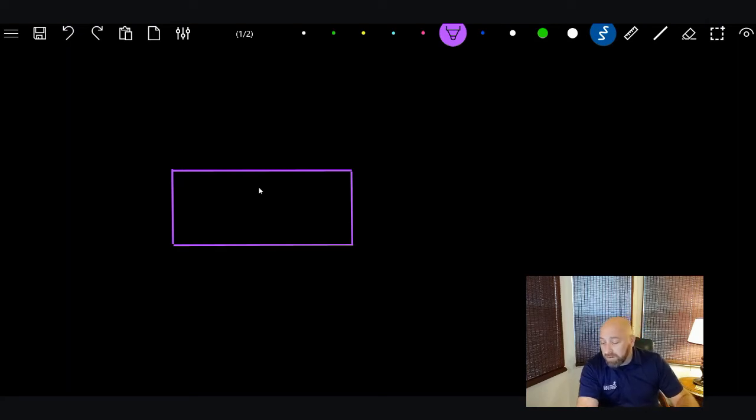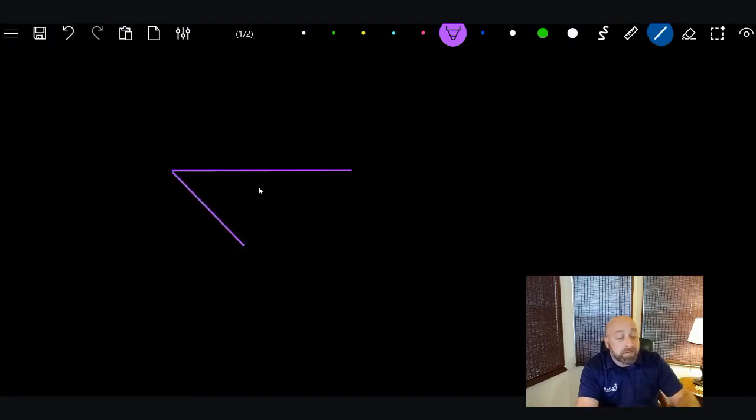That one's called a rectangle. The reason that's called a rectangle is because it had 4 right angles, but not all of them need to have 4 right angles. There are other types of parallelograms. Let's say that this line over here is not a 90-degree angle. Let's say it's that.